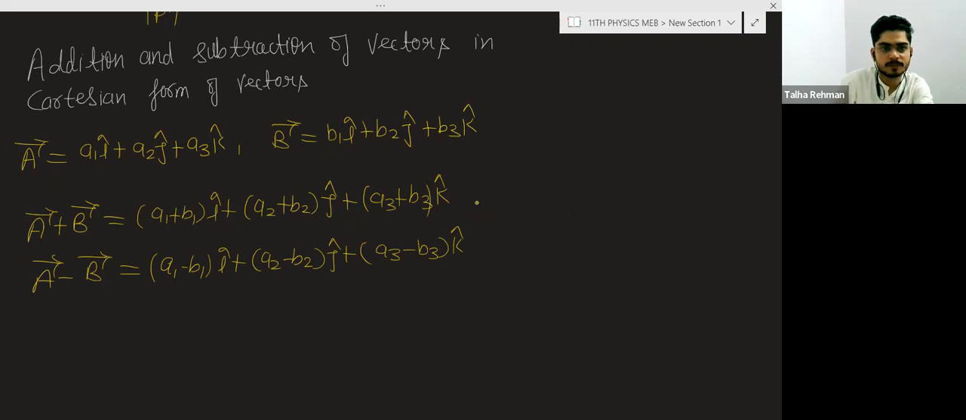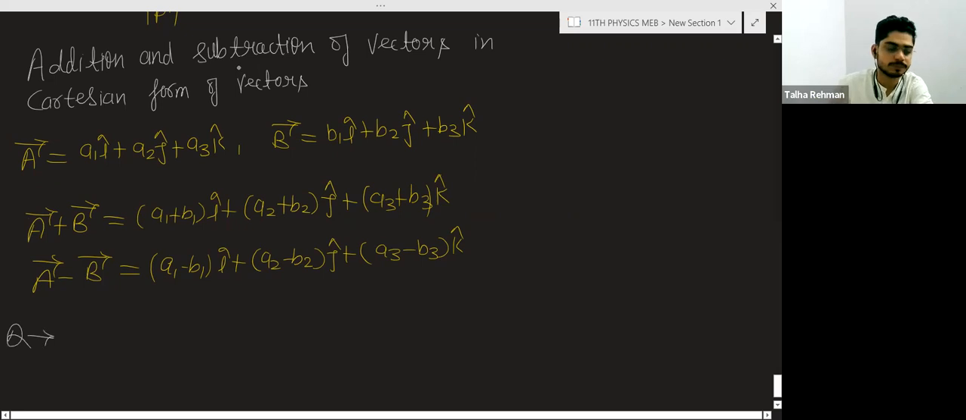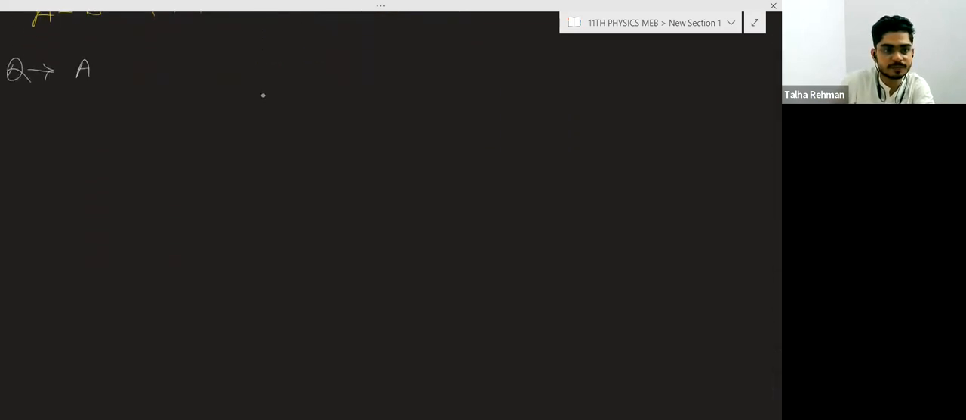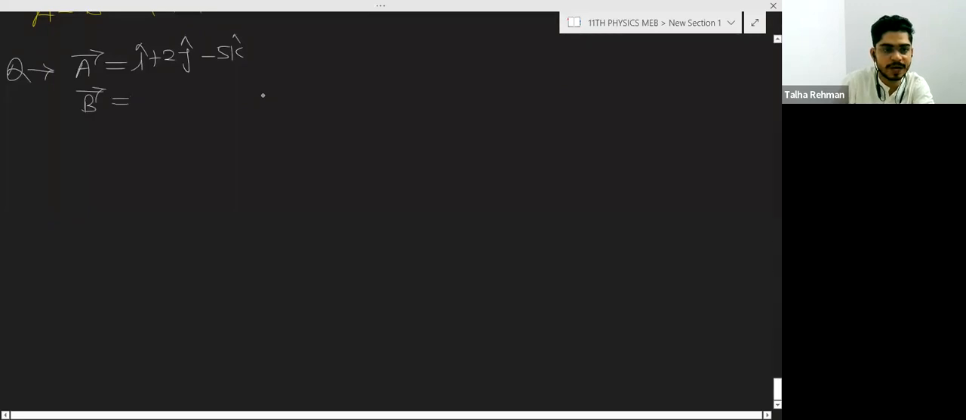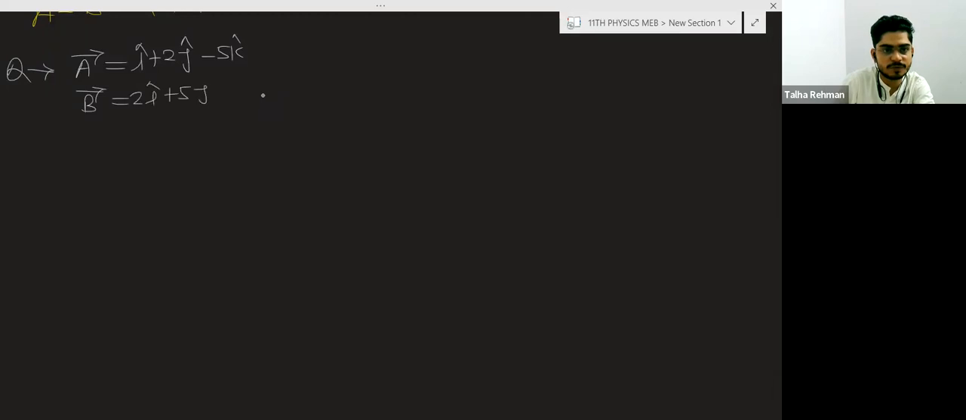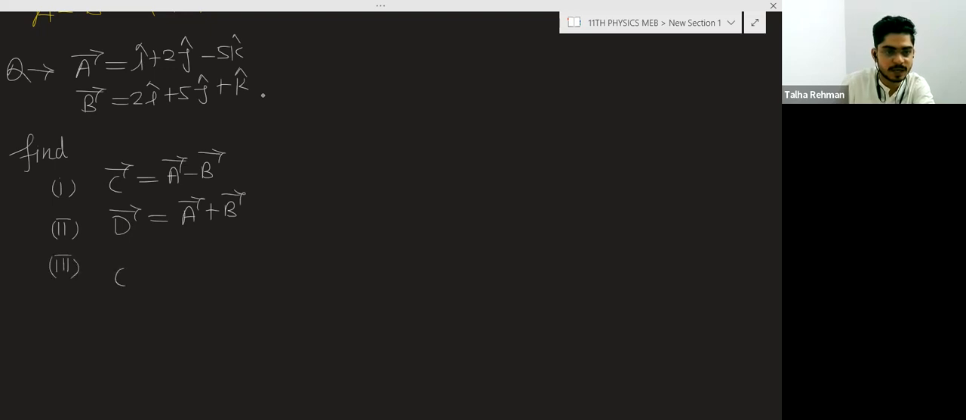So taking one question. Suppose A vector is given as i cap plus 2j cap minus 5k cap, and B vector is given as 2i cap plus 5j cap plus k cap. We have to find, number one, a vector C that is equal to A vector minus B vector. Second thing, we will find a vector D which is simply A vector plus B vector. Third, we will find a unit vector of C.